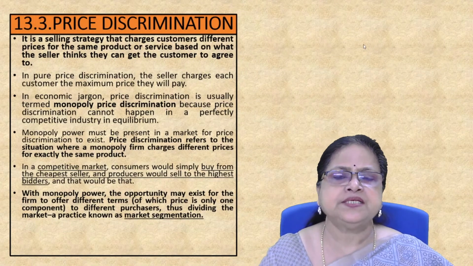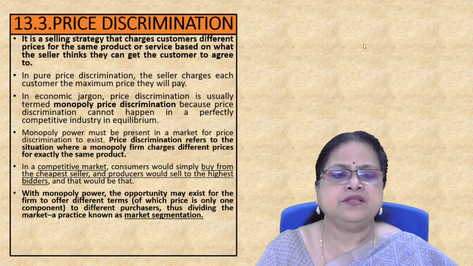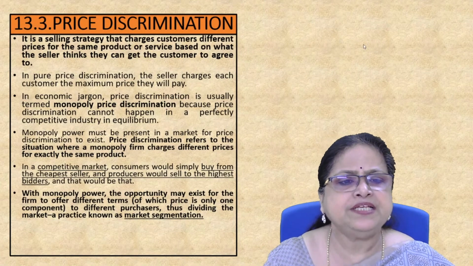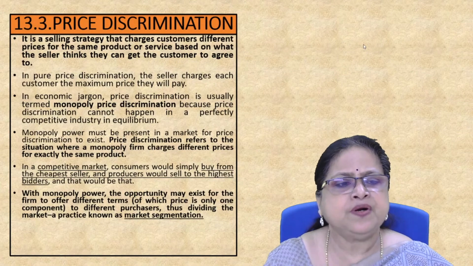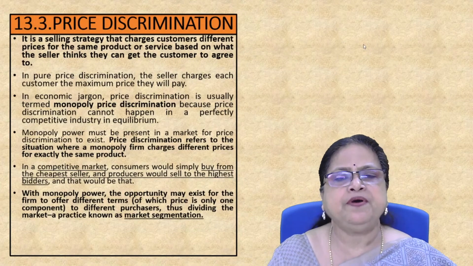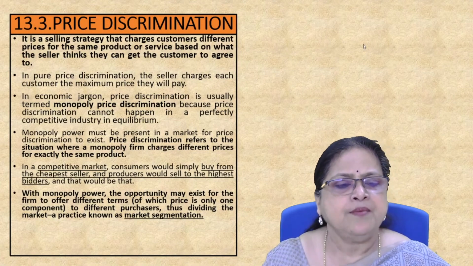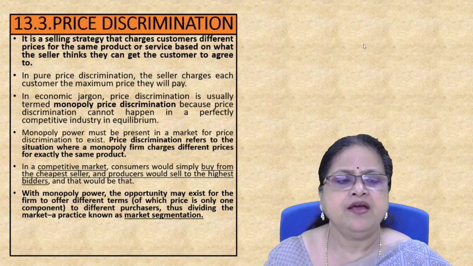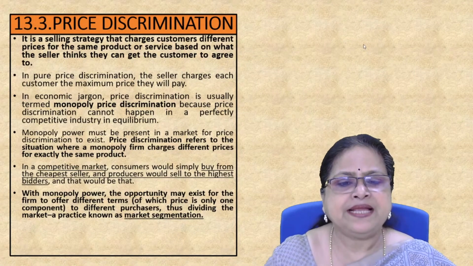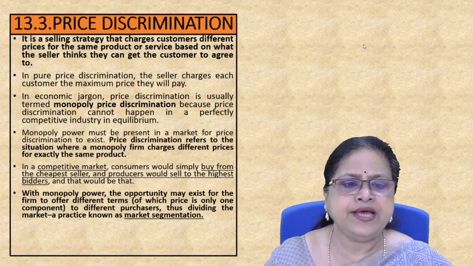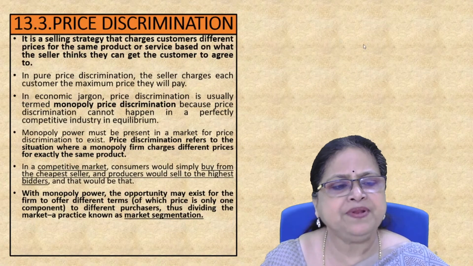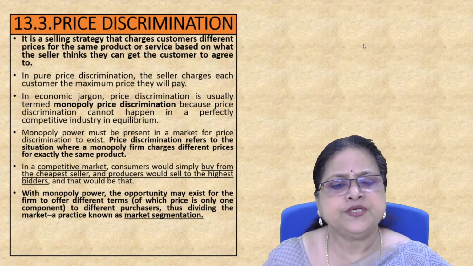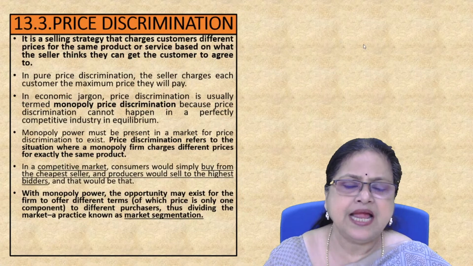In pure price discrimination, the seller charges each customer the maximum price they will pay. In economic jargon, price discrimination is usually termed monopoly price discrimination, because price discrimination cannot happen in a perfectly competitive industry in equilibrium. Monopoly power must be present in a market for price discrimination to exist. Price discrimination refers to a situation where the monopoly firm charges different prices for exactly the same product. In a competitive market, consumers would simply buy from the cheapest seller and producers would sell to the highest bidders, and that would be that.